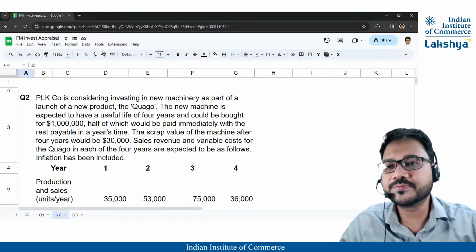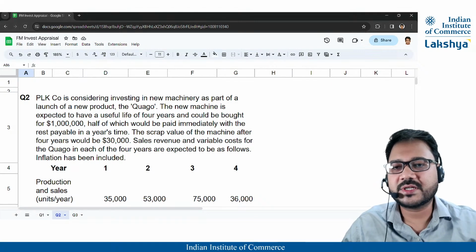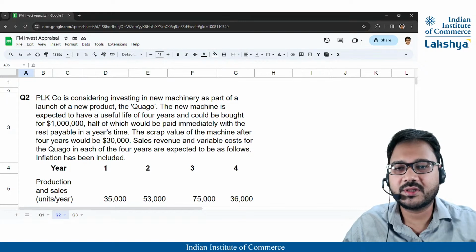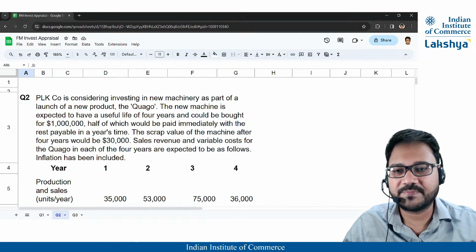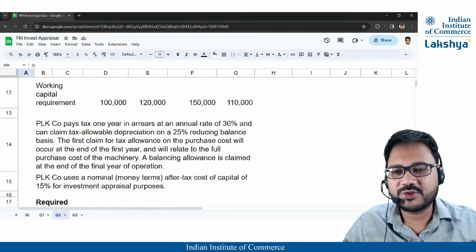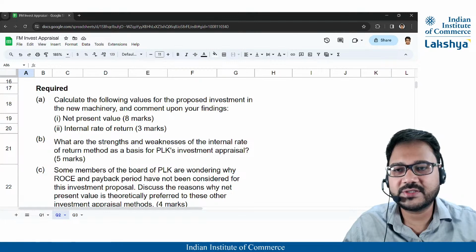So, question number 2. PLK company is considering investing in a new machinery as part of a launch of a new product, the Quago. The new machine is expected to have a useful life of 4 years and could be bought for $1 million, half of which would be paid immediately with the rest payable in a year's time. The scrap value. Okay, sorry. Before that, we should always be reading the requirements first.